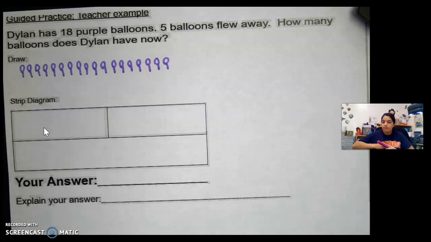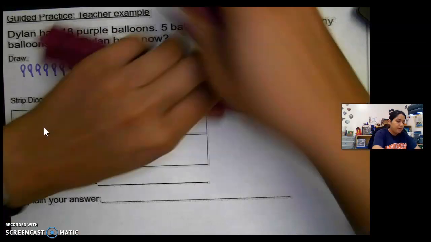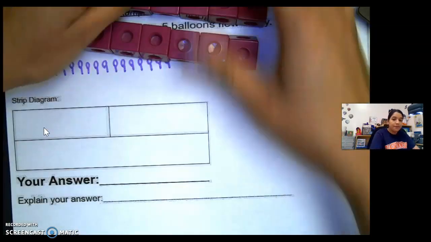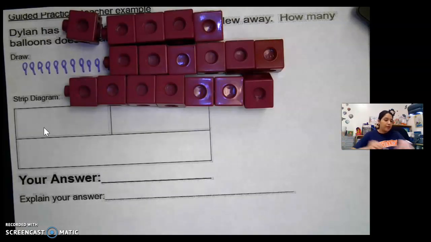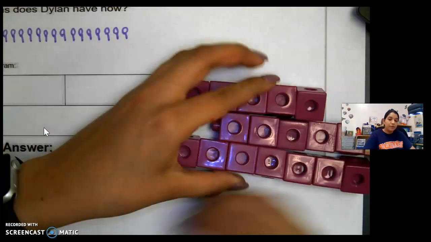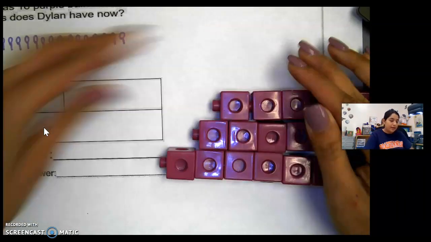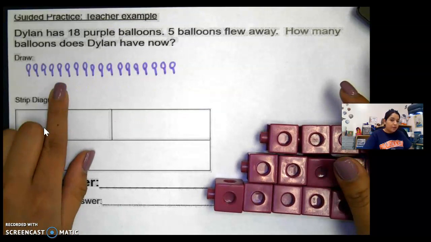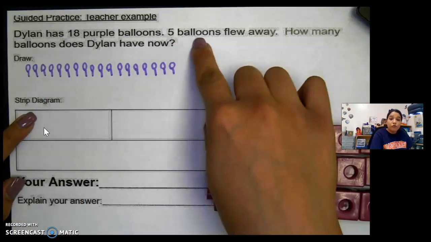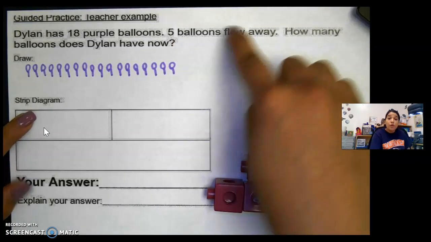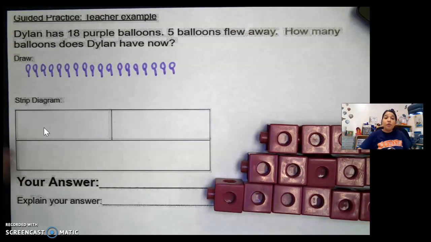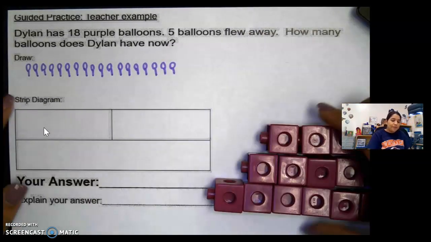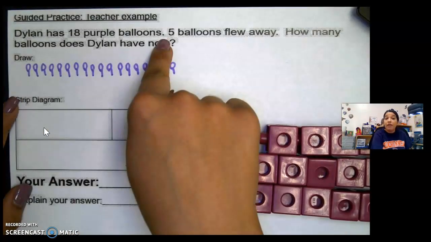I'm going to group them together so y'all can see my linking cubes. Okay. So 18 purple linking cubes, and 18 balloons drawn here. Let's keep reading. 5 balloons flew away. When balloons fly away, they're gone. We just lost 5 balloons. So 5 balloons flew away. How many balloons does Dylan have now?